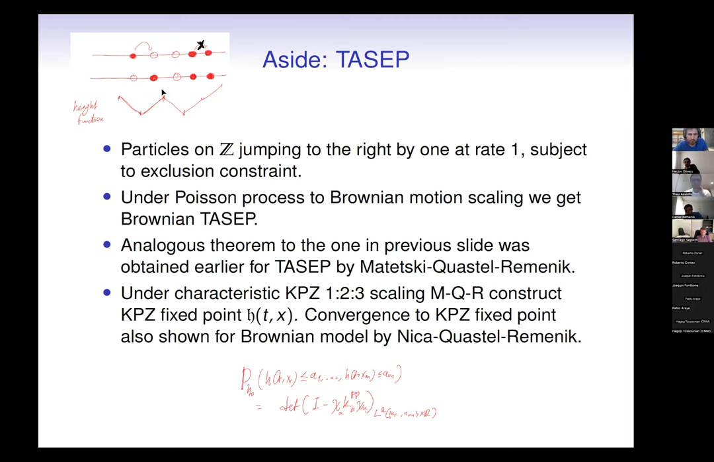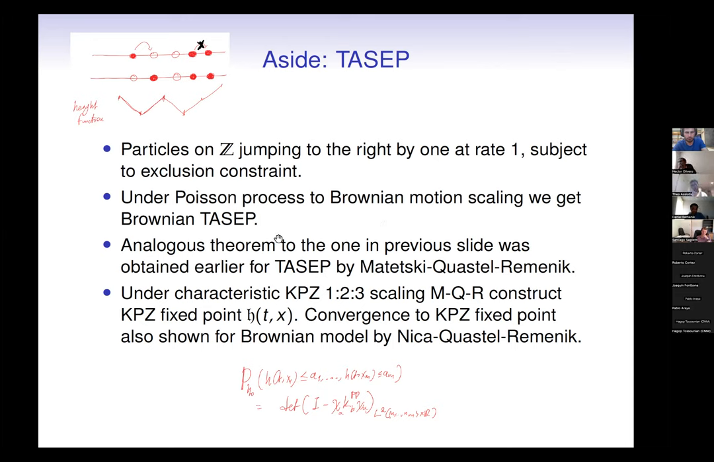And then associated to this particle configuration, you can have some kind of height function. If you see a hole, you go down, and you see a particle, you go up; you see a hole, go down, and see a particle, go up, and so on. Then you have to fix a certain point, which takes a certain value, and then you can go from particle configuration to height function, and from height function to particle configuration. And this basically is the model. Under Poisson process to Brownian motion scaling, we get back the Brownian model I showed you before.